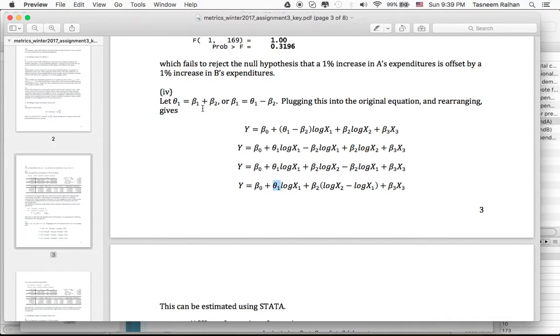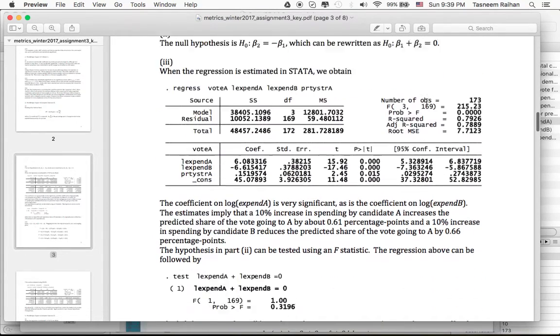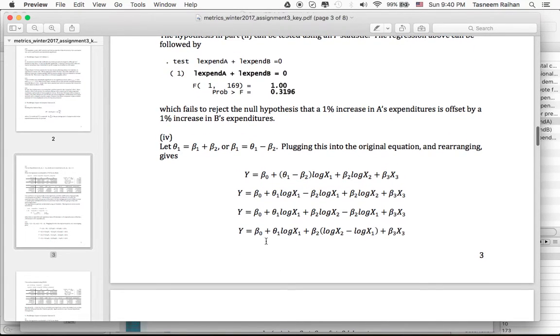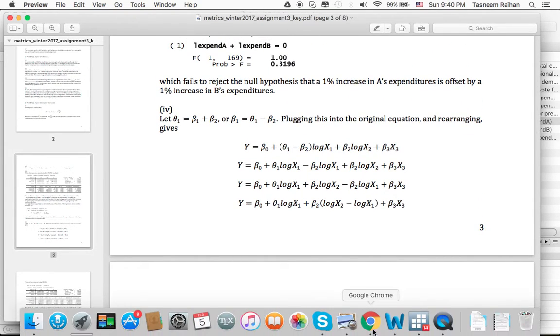Remember the null hypothesis that we wanted to test? It was beta 1 plus beta 2 equals 0. So that's what we have here. We want to test this theta 1, which is nothing but beta 1 plus beta 2, and we want to test if this is equal to 0. So we have a newly stated model now, and this model can be directly used to test if beta 1 plus beta 2 equals 0. So how would you do that? Let's go to Stata.